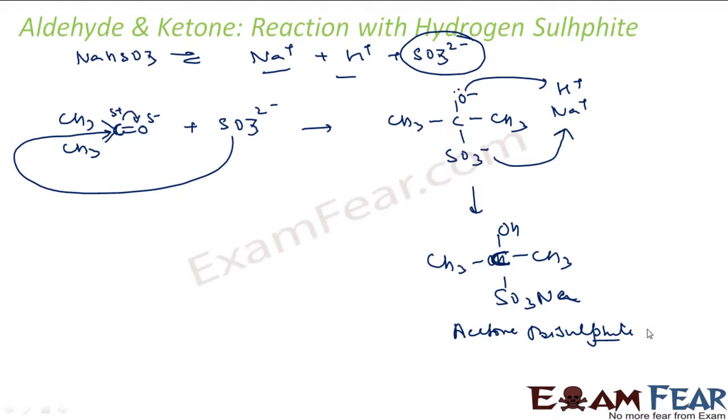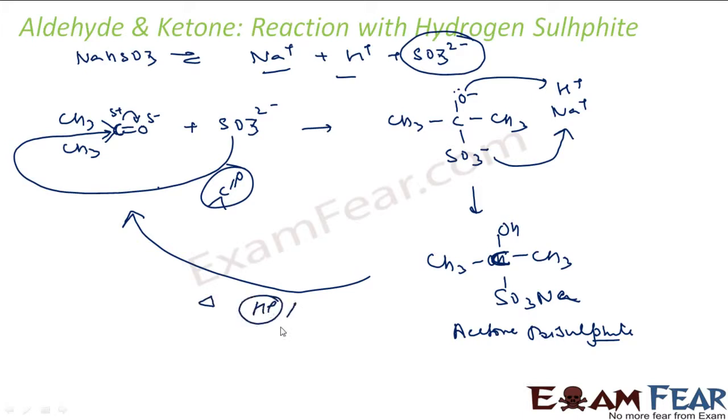And there is something special about this process. This process can be used to separate carbonyl compounds and non-carbonyl compounds. Any compound which has the carbonyl group will react with this NaHSO3, and the compound which doesn't have it will not. Now, if you want to get back your reactant, you just have to heat this with some acid or even alkali. The moment you heat this, you will get your reactant back.